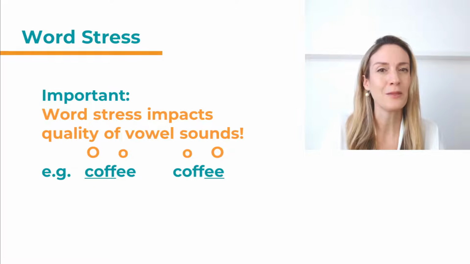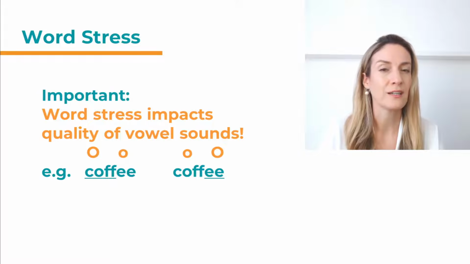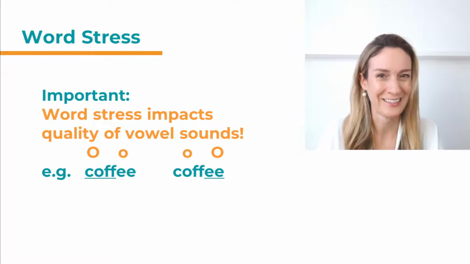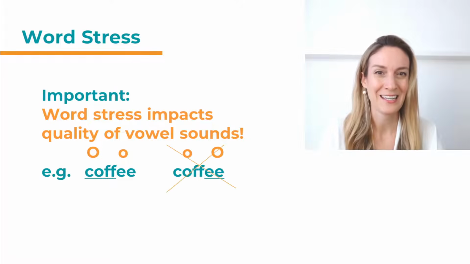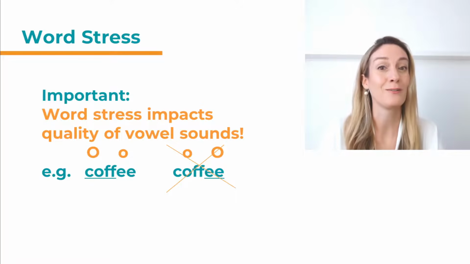Here's an example. We had the word coffee before, 2 syllables, stressed on the first syllable, coffee. Now if I stress this word incorrectly on the second syllable, it would sound like this. Coffee, coffee. I would like a coffee. I think if you made that order in a coffee shop, people would be a little bit confused because it sounds wrong. That word does not exist in English. So make sure you learn the right word stress when you learn new vocabulary.